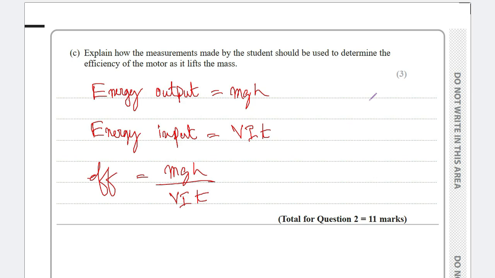So energy output equals mgh, energy input, which is in the form of electrical energy, is VIT. So efficiency is useful output by total input, that is mgh by VIT. That's it. This is your 3-mark answer.